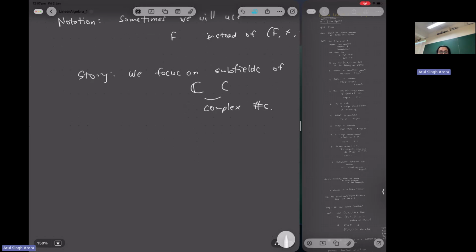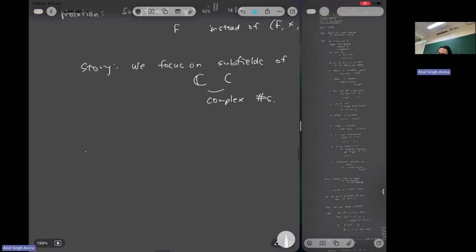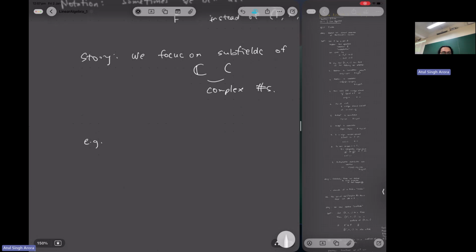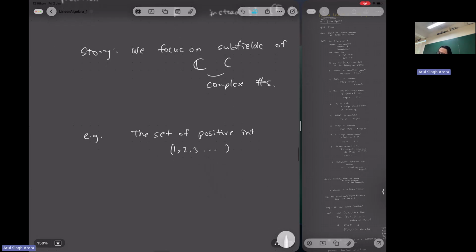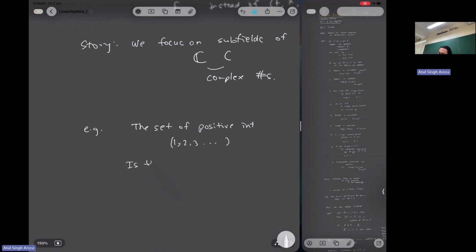Okay. All right. So we already saw some examples. Maybe I can give you one or two more. So let's look at this example. We have the set of positive integers, 1, 2, 3, and so on. Is this a subfield of C?